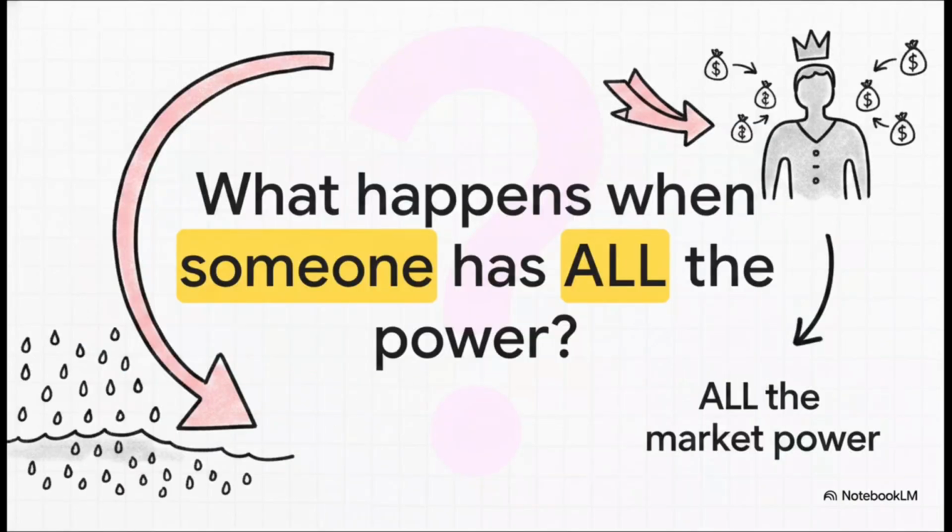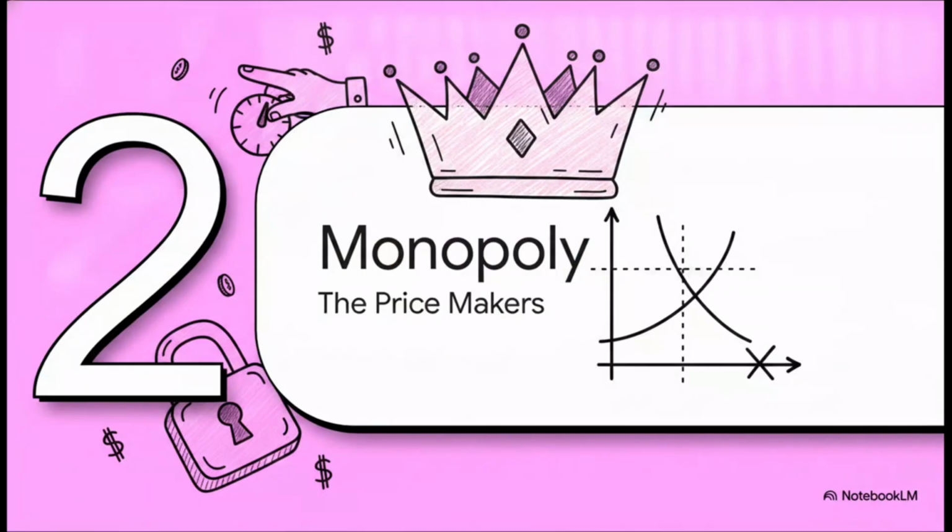So that's one extreme, right? Where everyone is just a tiny drop in a massive ocean. But what happens when we swing the pendulum from that idealized extreme all the way to the complete opposite side? What happens when one single entity has literally all the market power? Well, that brings us to Section 2, Monopoly, the price makers.